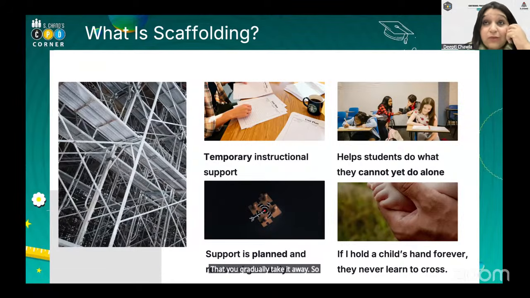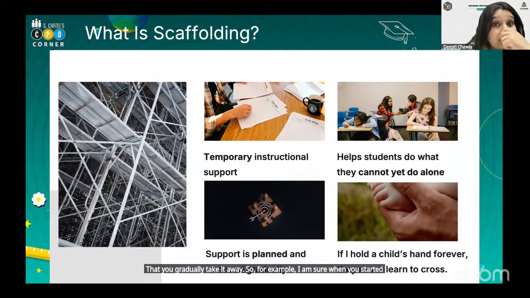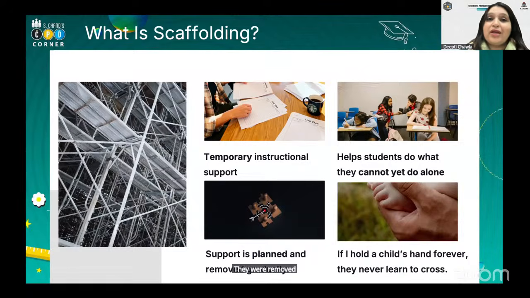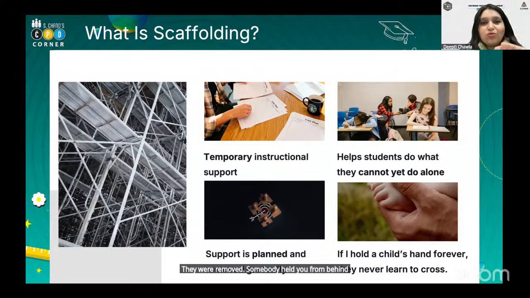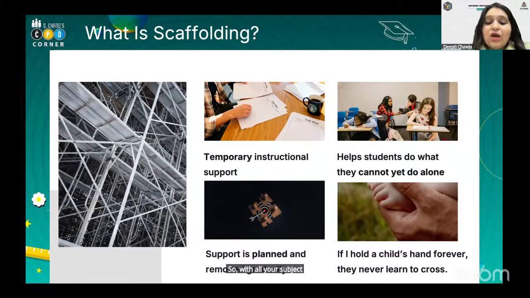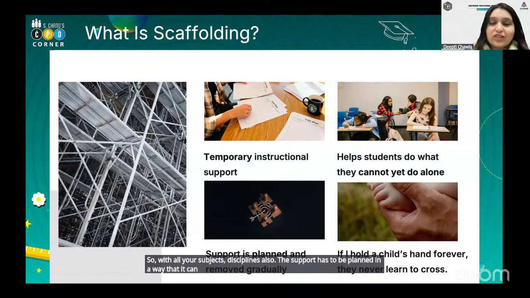So for example, I am sure when you started learning the bicycle, there were supporting tires on the sides. They were removed, somebody held you from behind. Gradually that was also removed. So with all your subjects and disciplines also, the support has to be planned in a way that it can be removed gradually, stepwise.